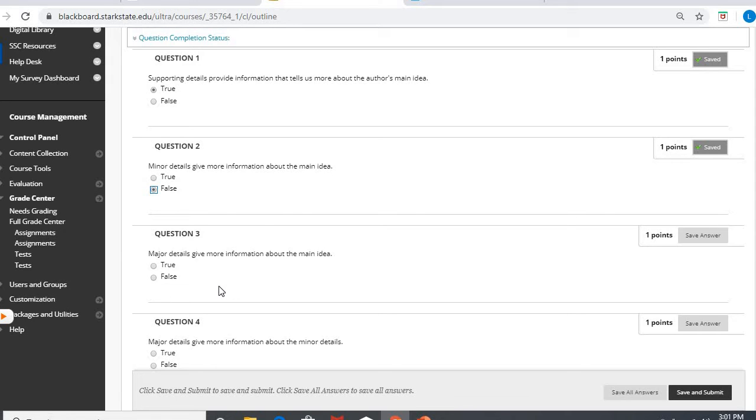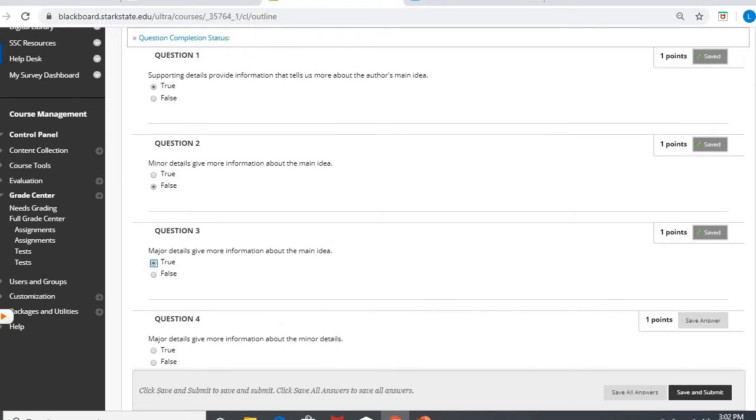Major details give more information about the main idea. Yeah, that's true. Because minor details are the ones that follow the major detail and go even more nitty-gritty, give more information. Remember, we talked about that hierarchy in a paragraph. The major details support the main idea. Minor details support the major, which again leads into our next question.